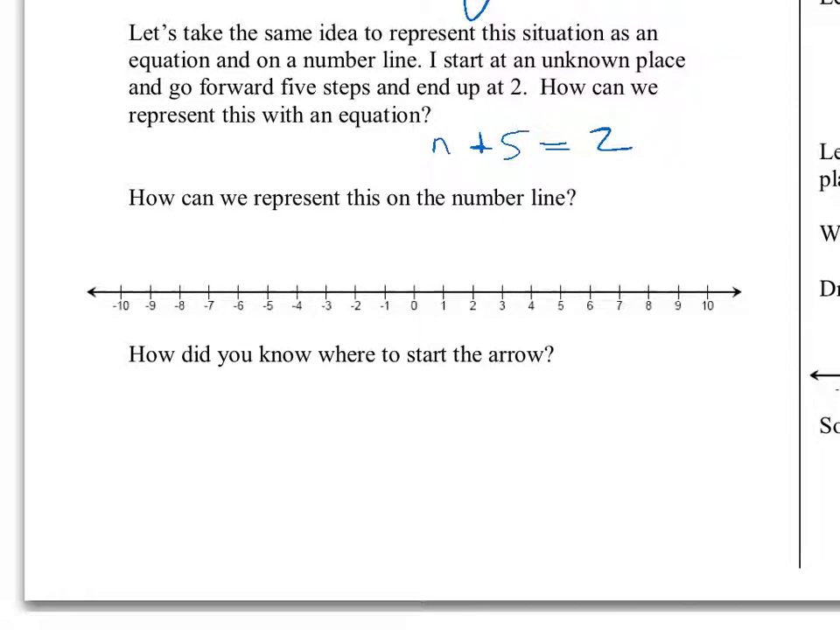So we know that we can represent the addition with a forward moving arrow. So what I want you to do is I want you to show me this situation on the number line. Starting at the unknown place, moving 5 steps forward, and ending up at 2. Show me that on the number line.